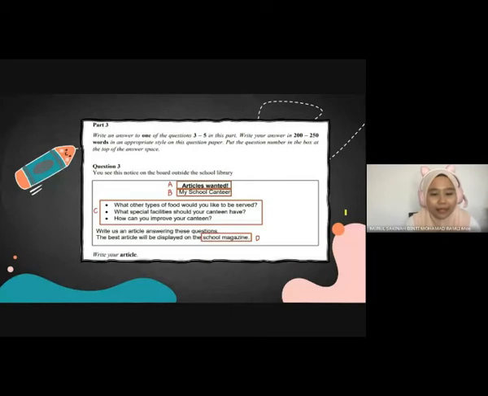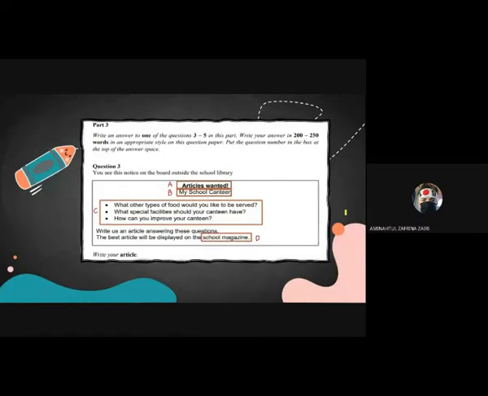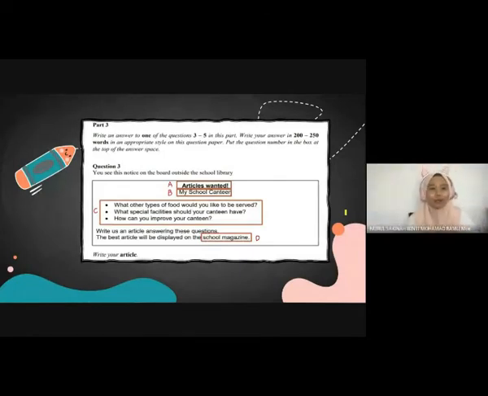All right. And then last one, school magazine. Target audience. Yes, good. School magazine tells you who your target reader, target audience is, yeah?